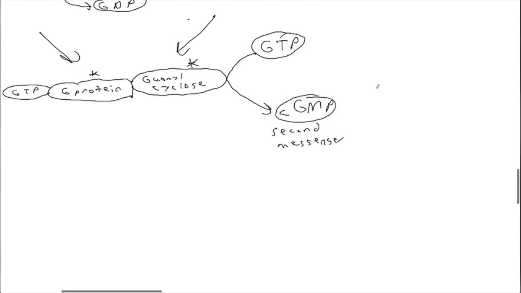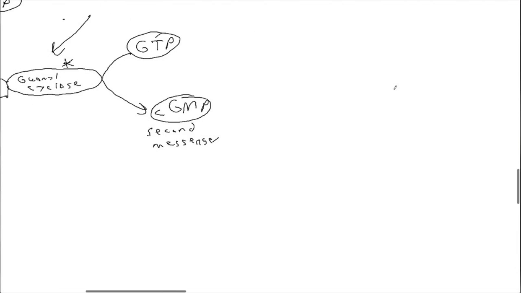Tell me if that's making sense so far. That is making sense. All right. So then the next step is that the cyclic GMP is going to bump into a protein kinase. I'll call this protein kinase A. That's not an official name. That's just a name I made up for it.